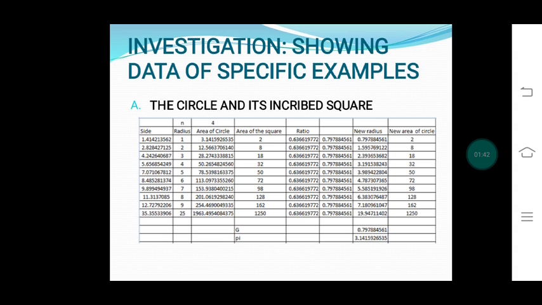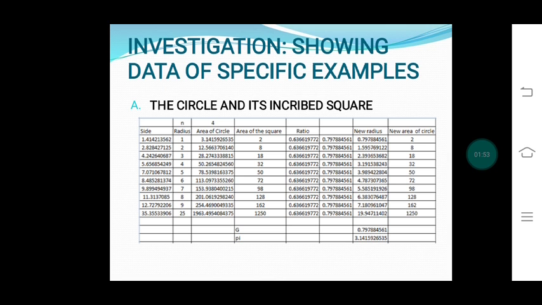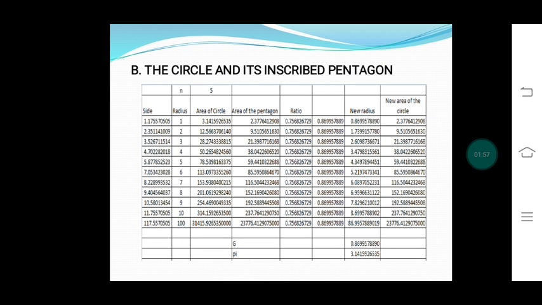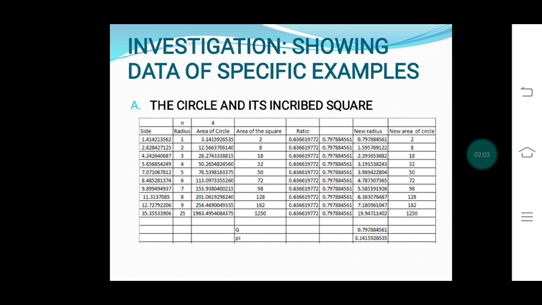So here is the investigation or showing of data of specific examples. I have here three tables. The first table is the circle and its inscribed square. The second one is the circle and its inscribed pentagon. And the third one is the circle and its inscribed hexagon. But I will only discuss the circle and its inscribed square, because the process is the same for all three.